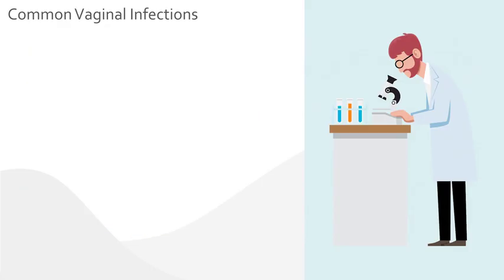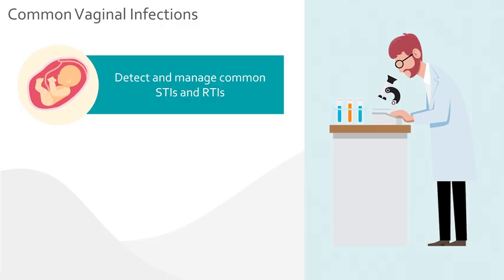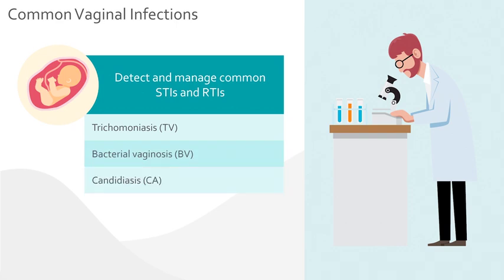Antenatal services should also be able to detect and manage common STIs and RTIs that may cause considerable discomfort, as well as adverse pregnancy outcomes, such as preterm labor. Simple microscopy, if already available, permits identification of trichomoniasis, bacterial vaginosis, and candidiasis, as well as signs of cervical inflammation due to gonorrhea and chlamydia. Please note that setting up new microscopy facilities is labor-intensive, requires extensive lab quality assurance, or QA, and may not be cost-effective.